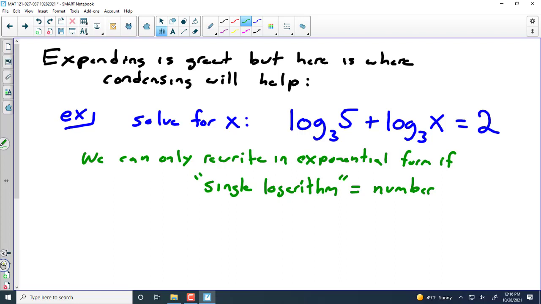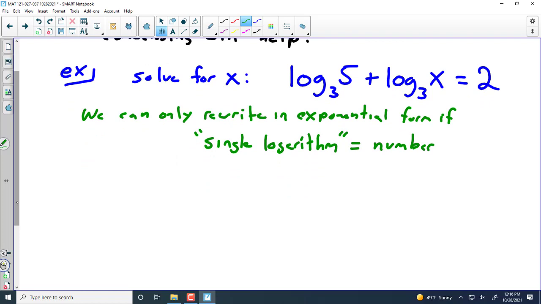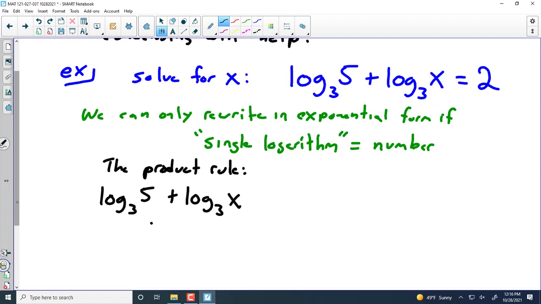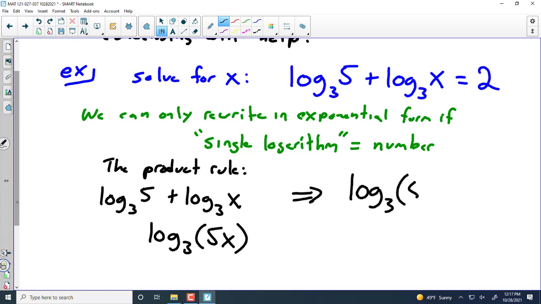But the product rule tells me that if I have log base 3 of 5 plus log base 3 of x, I can rewrite that as log base 3 of 5 times x. Does everyone agree with that? That is a condensing, everyone. That is turning two logarithms into one. And once I do that, I now have log base 3 of 5x equals 2.